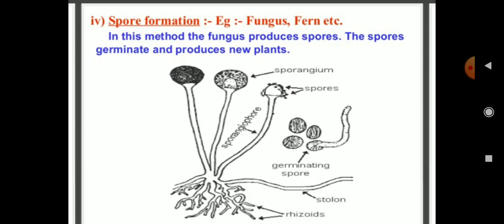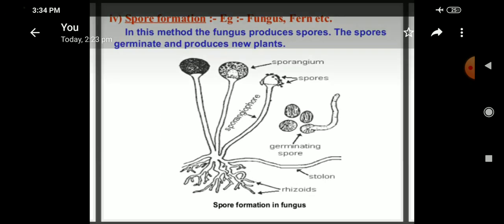This one is the spores, the sporangiospore. Okay, the sporangium. Then germinating spores. This one is a stolon. This one, rhizoids. Okay, can you understand?